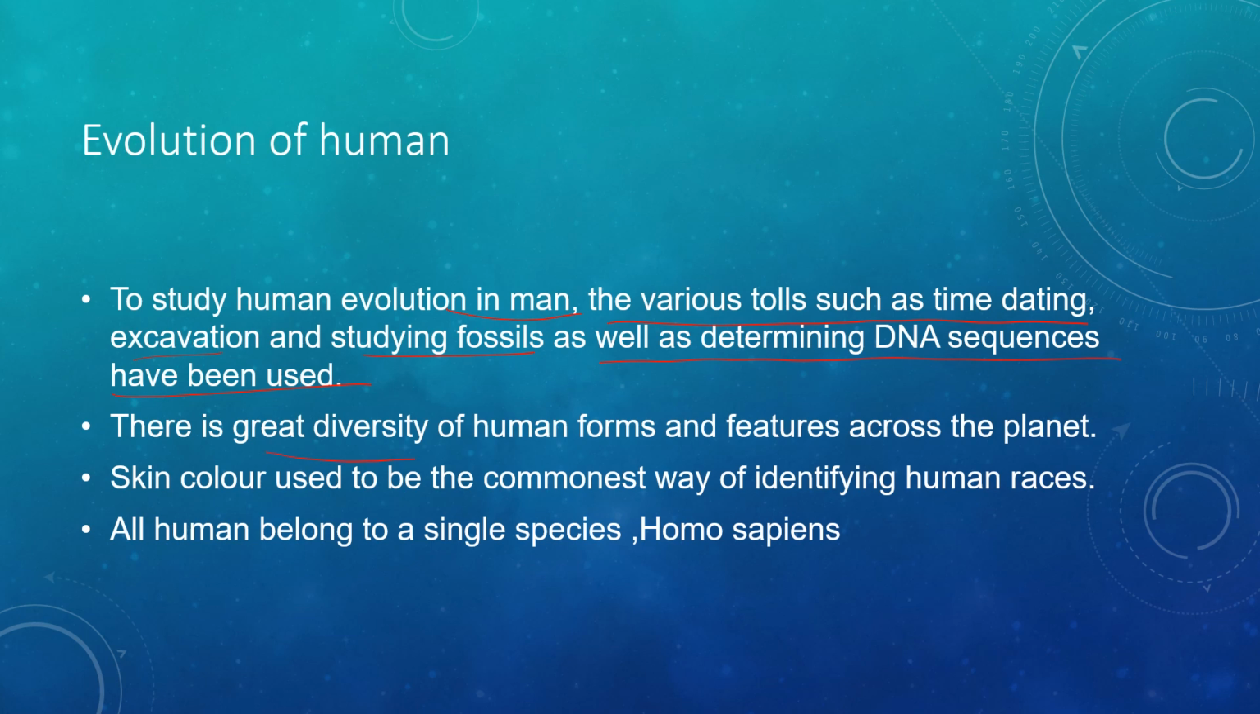There is a great diversity of human forms and features across the planet. The skin color used to be the commonest way of identifying the human races. So there are variations in skin color, and it is the commonest way of identifying the human races. But all humans belong to a single species called Homo sapiens. So the single species name is Homo sapiens, and these Homo sapiens are the human beings.